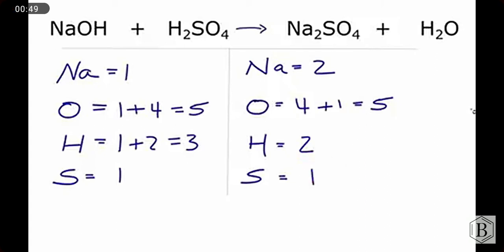Looking at these numbers, we see the sodium, that's not balanced. The oxygens are balanced. Hydrogens, no. And then the sulfurs, they're balanced as well. Why don't we take and fix the sodiums first and see what happens?